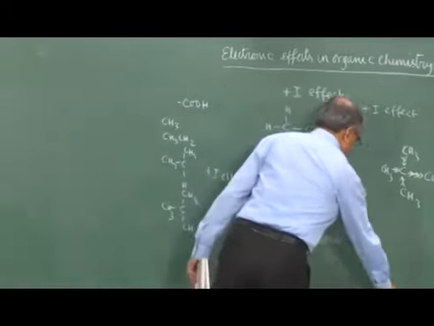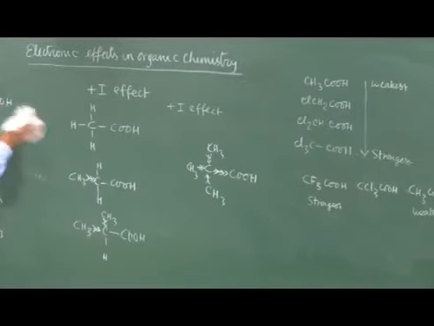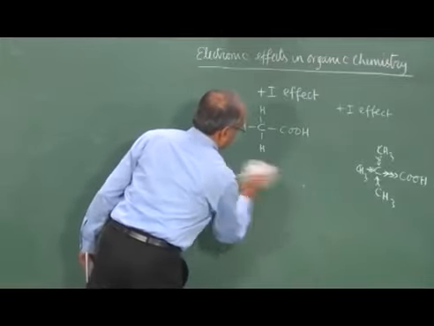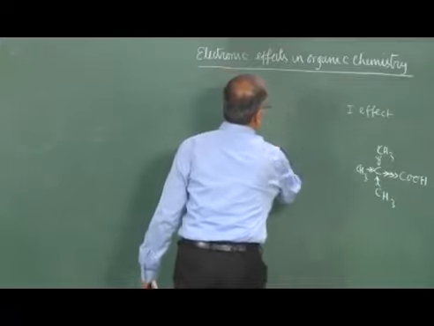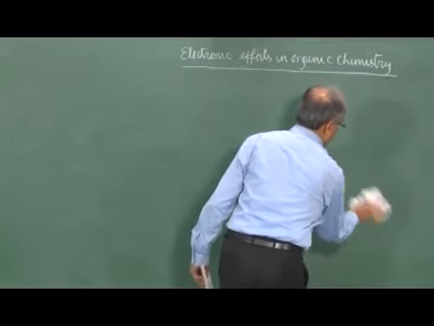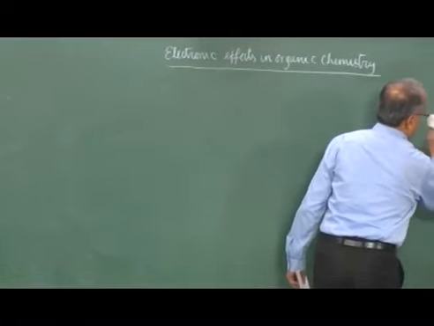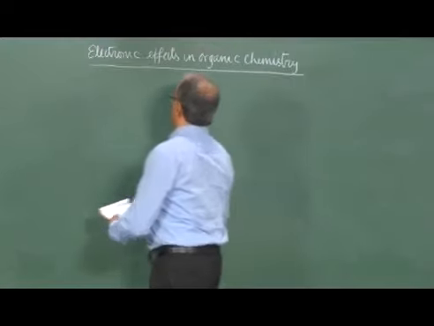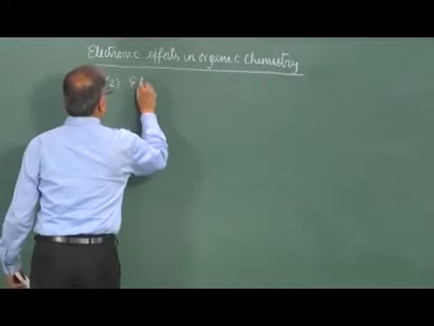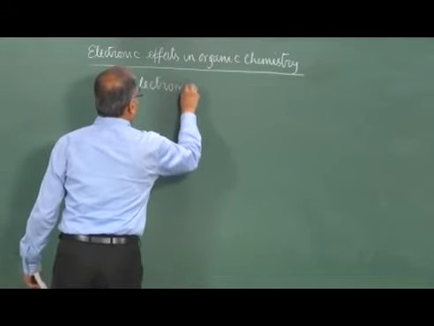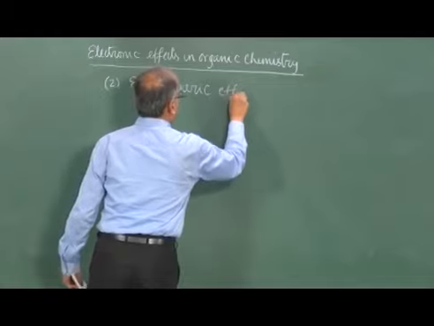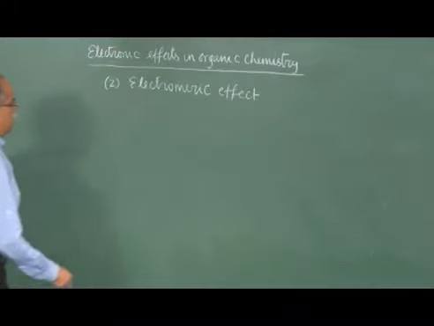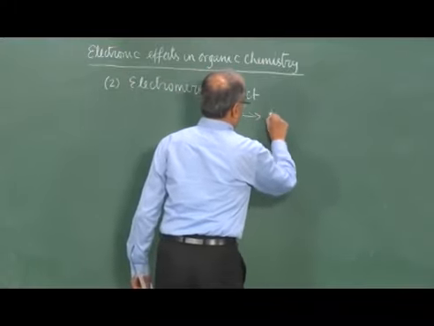The next electronic effect is known as the electromeric effect. The electromeric effect is usually felt in unsaturated systems, either in aryl systems or in vinyl systems, or unsaturated C double bond C or C triple bond C kind of a system. So, the second effect is known as electromeric effect. This can be illustrated by the following example. This is a temporary effect.